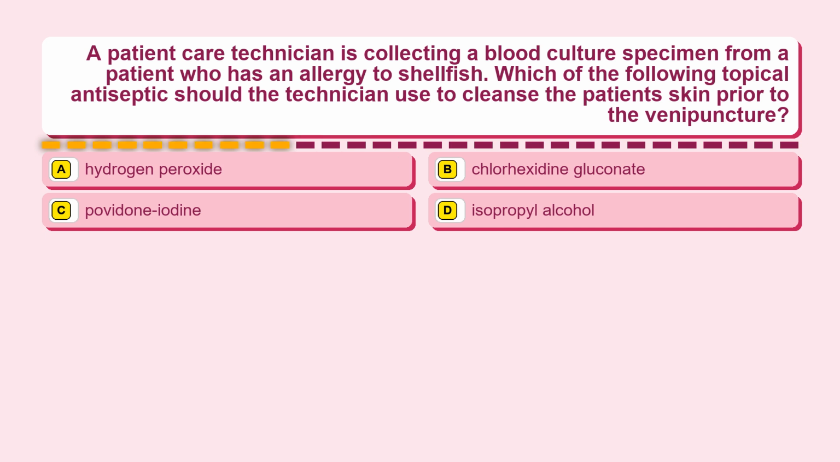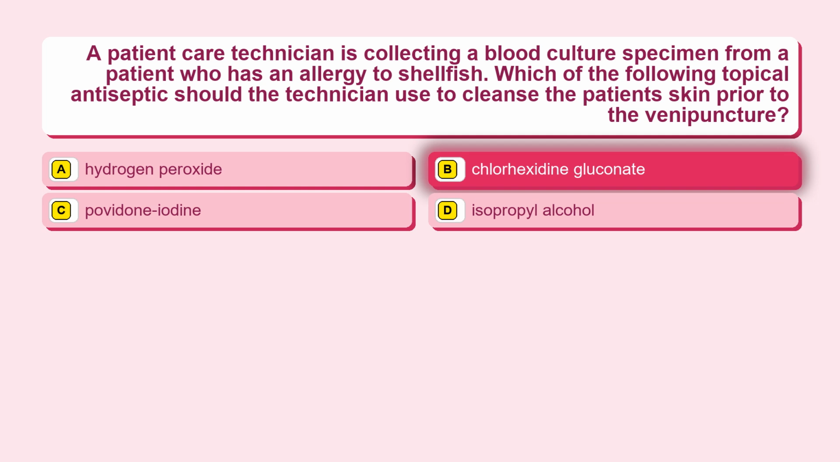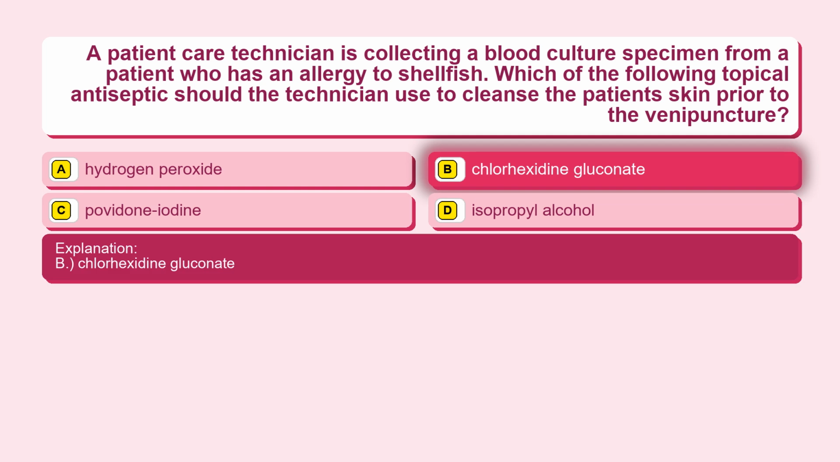Option A, hydrogen peroxide. Option B, chlorhexidine gluconate. Option C, povidone. Option D, isopropyl alcohol. The correct answer is option B, chlorhexidine gluconate. Question 50.